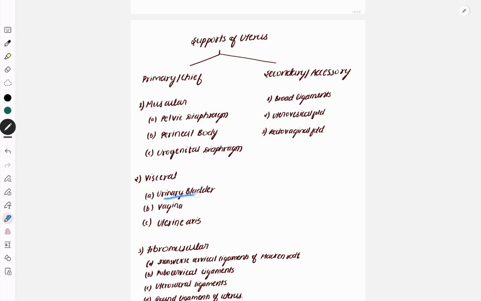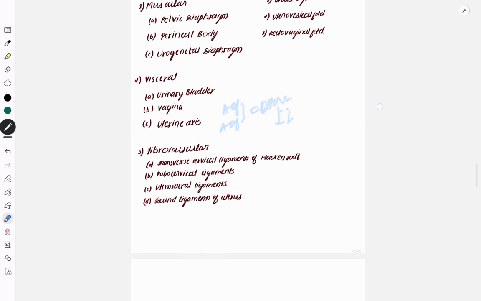Anterior to the uterus, we have the urinary bladder. Just below the uterus, we have the vagina, as well as the uterine axis itself. These three factors will prevent the uterus from sagging down. The urinary bladder, present anteriorly, will compress the uterus and prevent it from falling downwards, as well as the vagina, which is present below the uterus. And the uterine axes, the axis of anteversion and axis of anteflexion, keep the uterus bent and therefore prevent it from sagging downwards.